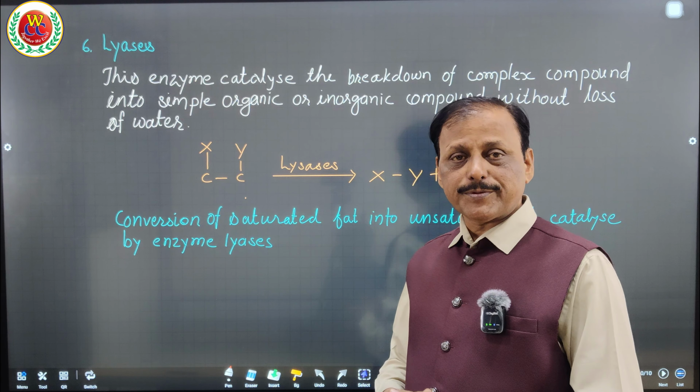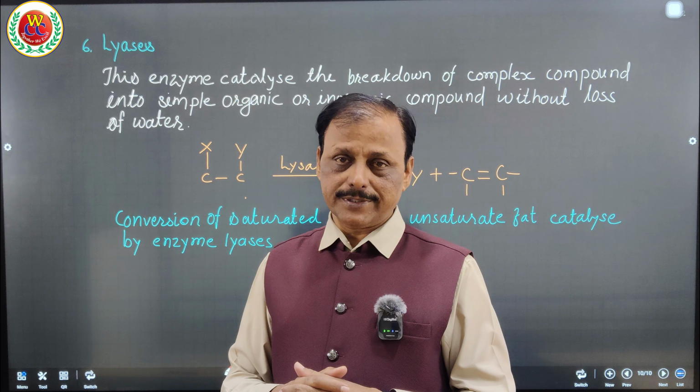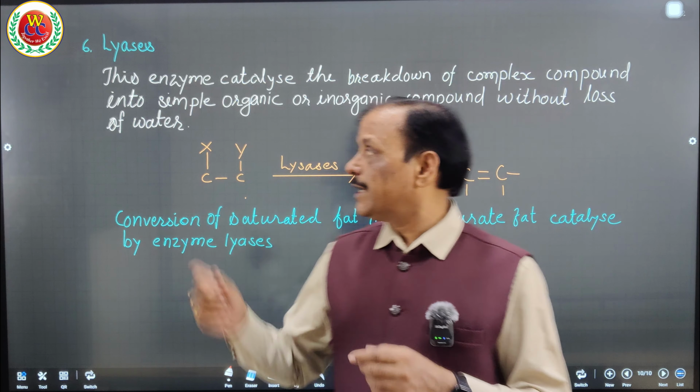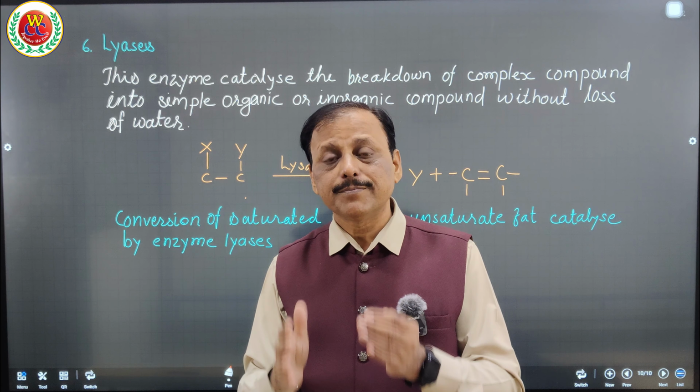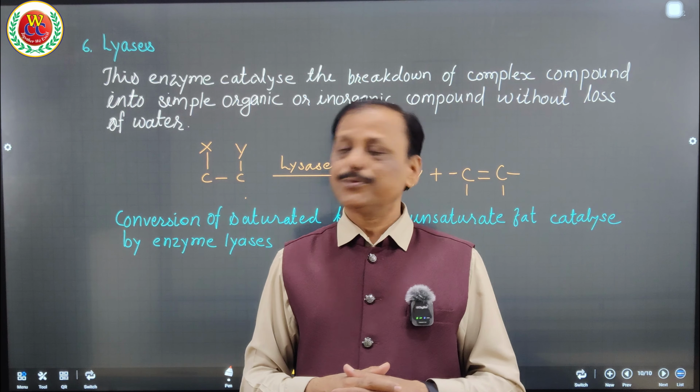Another type or group of enzyme, lyases. See, hydrolases and lyases are different. Hydrolases are those which catalyze the process with the removal of water, and lyases catalyze the breakdown of complex into simple without loss of water, and that is the major difference that you have to remember.